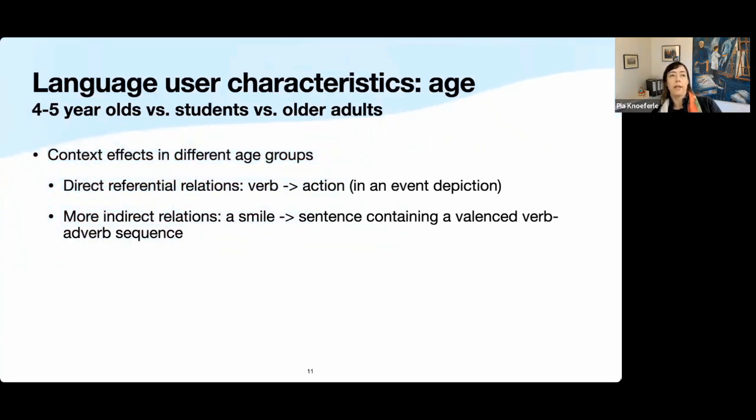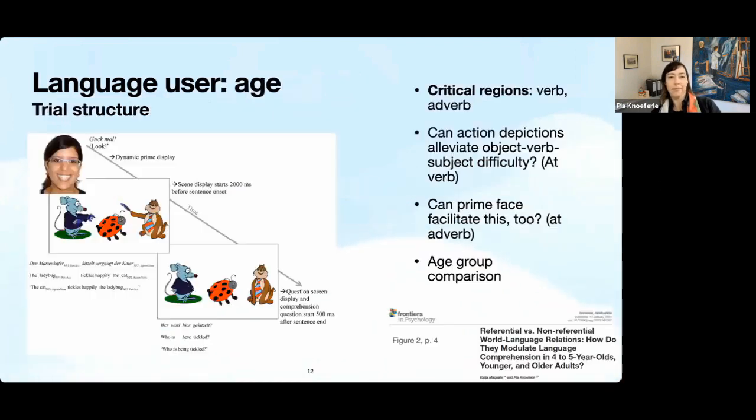So based on the coordinated interplay account, the prediction would be that direct referential relations are very rapidly used in language processing. As a word comes in, it directs your attention, it gets integrated in the interpretation and directs your attention, and there's a priority in that account for establishing reference over other things. But overall, the account would predict that, yep, there are relatively rapid effects of context information.